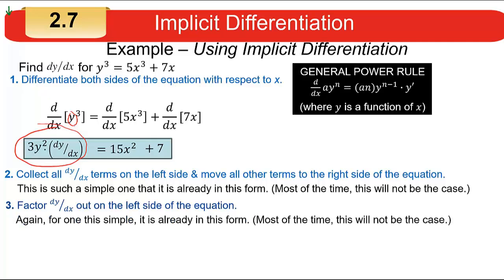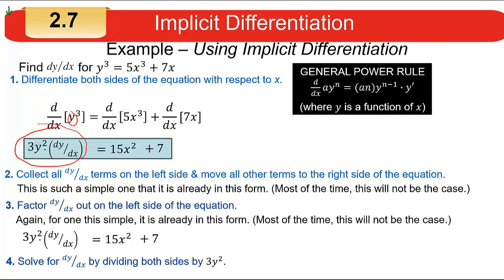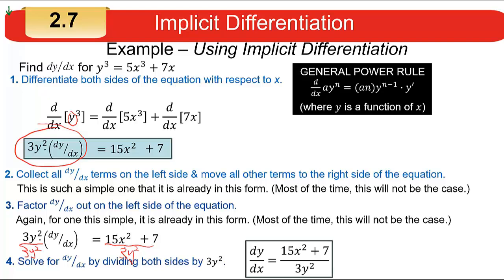Fourth step is to take that equation that we came up with earlier and solve for dy over dx. And in this case, all we have to do is divide both sides by 3y squared. And we've solved for dy over dx. That's about as simple an example of implicit differentiation as I can come up with. Make sure you understand that well, because not many are going to have that much simplicity built in. It's very simple.